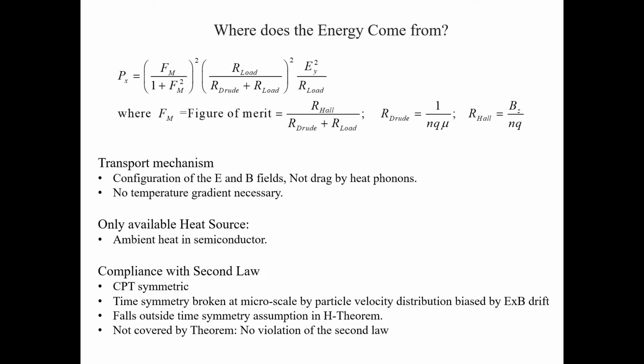Time symmetry is broken at the macroscopic scale by the particle velocity distribution, which is biased by the drift velocity. In contrast, the second law, as expressed in the H-theorem, assumes time symmetry and unbiased distribution. Therefore, the E cross B effect is not covered by the theorem, and there is no logical inconsistency in the laws of physics, as shall be further explained in the following slides.